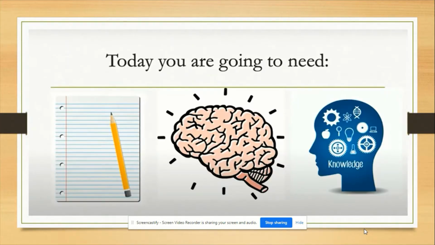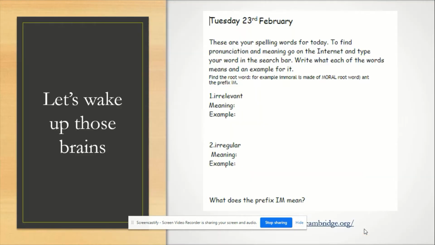Today, you are going to need a piece of paper or an exercise book and a pen or pencil, your active brains, and your boxing up plans from yesterday's English lesson. If you haven't got those, can you please pause the video here and get them quickly? Let's wake up those brains of yours today.